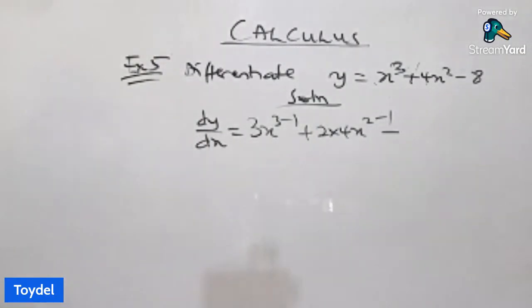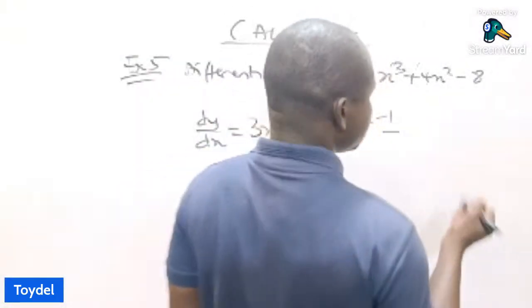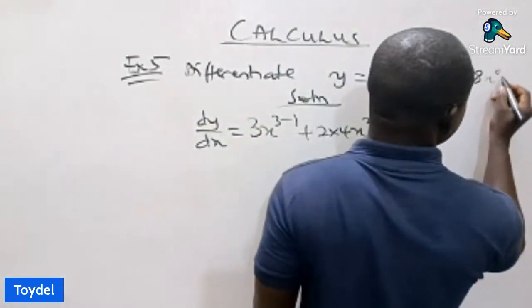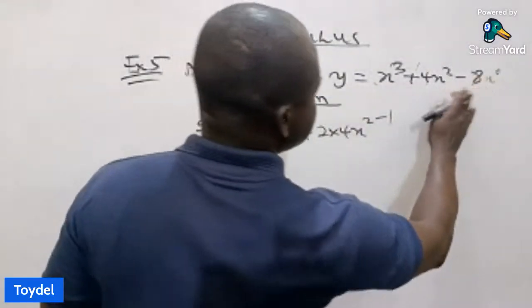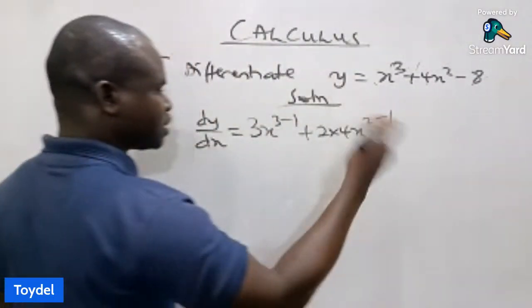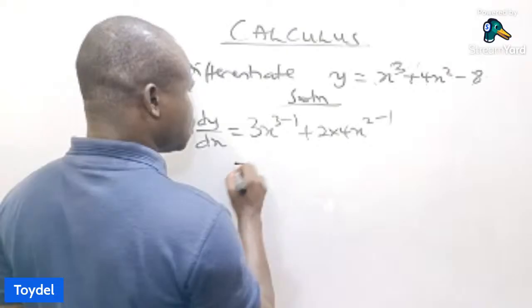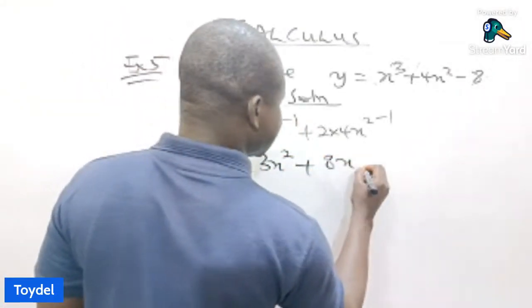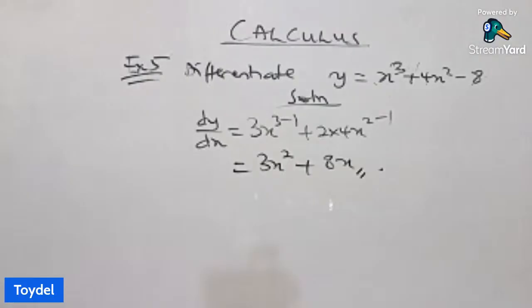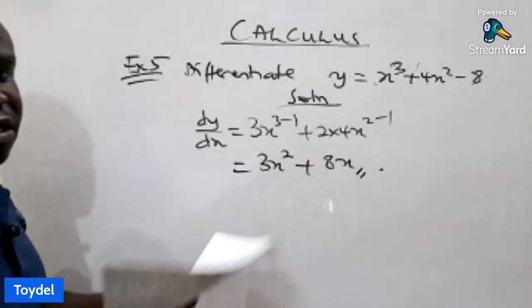Please note, the differentiation of a constant is 0, because what you have here is x raised to the power 0. If 0 should come down, it will multiply and vanish everything. So the differentiation of a constant is 0. When you see a constant, the differentiation is 0. So here I'm going to have 3x squared plus 8x, and that will be the answer. This is how to differentiate. If you have this type of question, just go ahead and differentiate directly, then you get your answer.